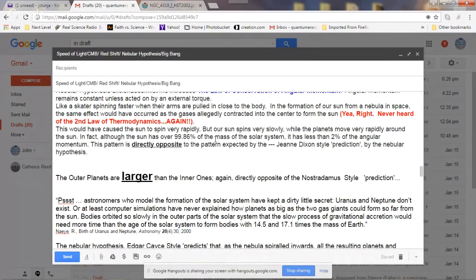So this would have caused the sun to spin very rapidly, but our sun spins very slowly, while the planets move very rapidly around the sun. In fact, although the sun has over 99.8% of the mass of our solar system, it has less than 2% of the angular momentum. That's a problem. This pattern is directly opposite to the pattern expected by the Jean Dixon style prediction. It's not a scientific prediction, by the Nebular hypothesis.